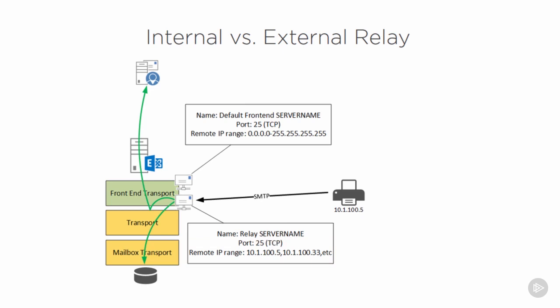Now, how does Exchange know which of two connectors, both of which are listening on port 25, should handle the connection? The answer is that the most specific match wins. The default connector has an IP range that is effectively anything. So that is the least specific configuration. If you have a connector with a specific IP or IP range that matches where the incoming SMTP connection is from, that more specific match will mean that the connector handles the SMTP connection.